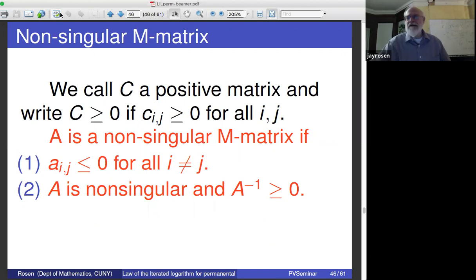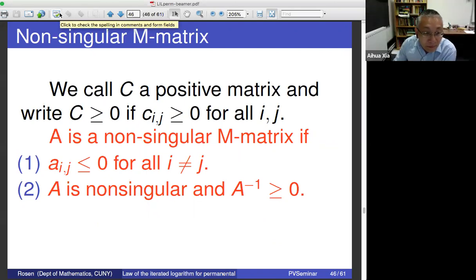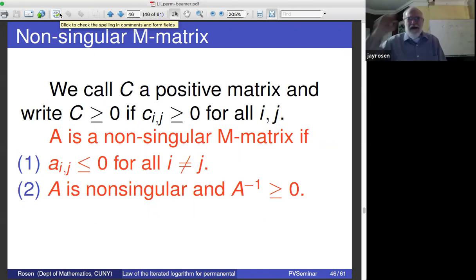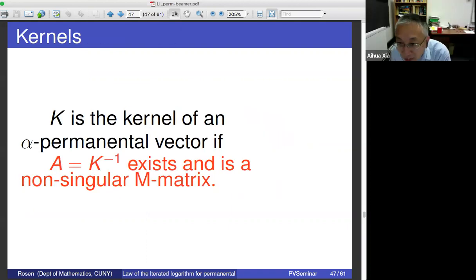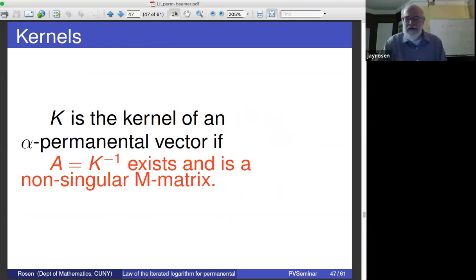Okay, so let me try to get to the heart of matters. I can't give any proofs because it's very complicated, but I just want to get to the heart of things. An M matrix is a matrix A whose off-diagonal terms are negative and whose inverse is positive. Positive means that all the entries are positive.